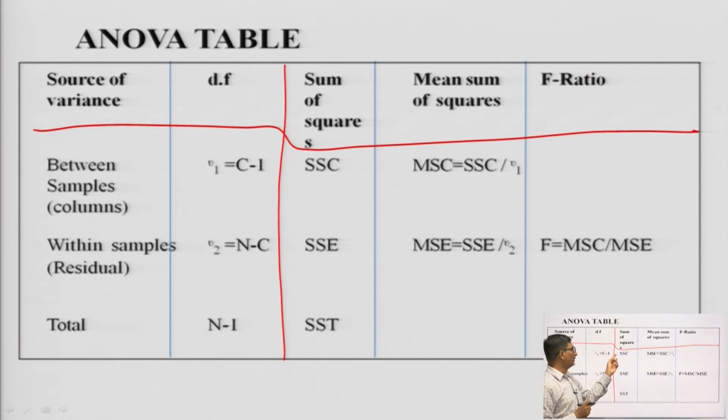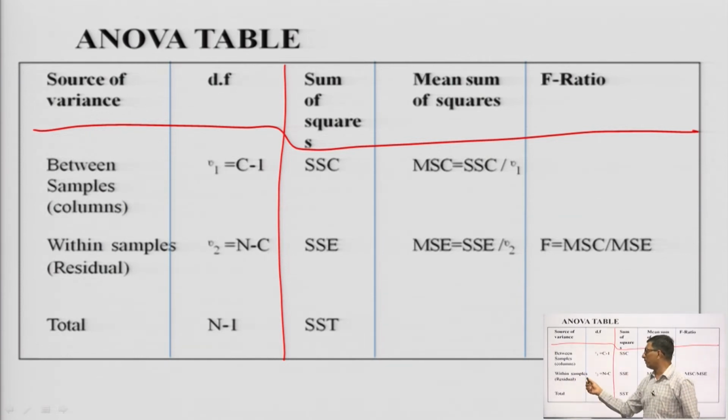For this we divide the sum of squares between sample by the degree of freedom V1. In the last row, within samples, this is residual, and the degree of freedom is n minus c, all of which values we have already calculated initially. Sum of squares within the samples, and mean sum of squares within the sample is equal to the sum of squares within the sample divided by degrees of freedom, and then we calculate the F, and this calculated F is compared with the tabulated F.